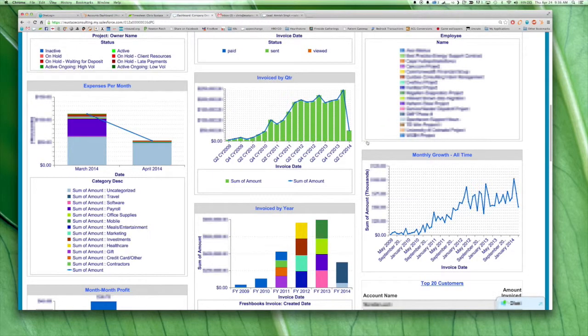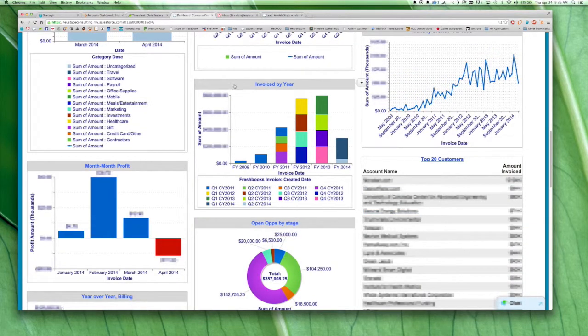This is a historical trend back from 2009 to today, quarter over quarter, and how we've performed over all of that period of time, total amount invoiced. And here you actually see the monthly growth all time from 2009, but you'll notice there's a lot of variance month to month, so it's really a lot easier to look at it by quarter because you can actually see an upward trend. Then we also have invoice by year, broken down by quarter.